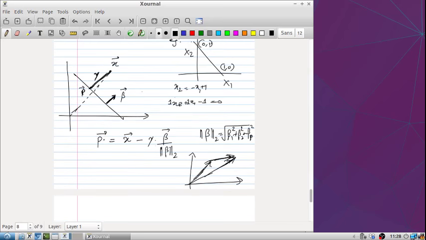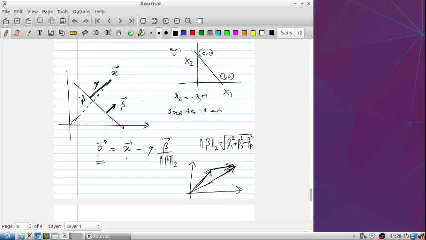So I know the relation between the point on the hyperplane and a point outside the hyperplane. Let's say it's gamma far away from this hyperplane, then this is the relation between the 2 points p and x, right?